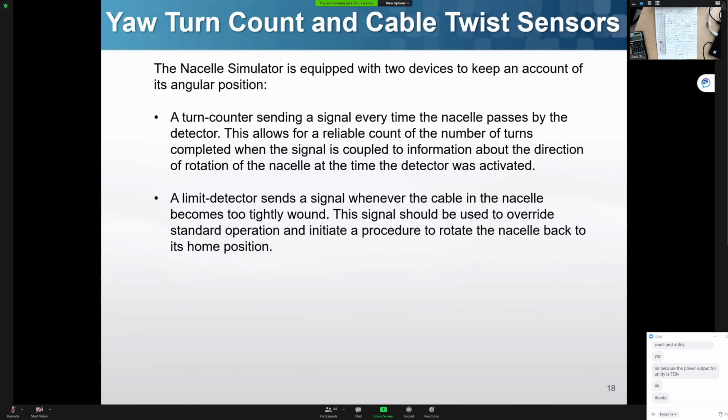Here is something we're talking about. Because the cable coming down from the tower, when the nacelle is rotating, you might over twist the cable. So you usually have either a turn counter or a limit detector. Most of the time they will have both, because even if one device is not functioning properly, having both will for sure protect you. The chance for both of them not working is very small. So one is the turn counter.